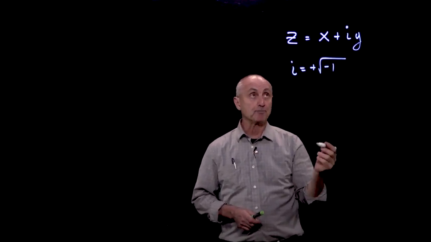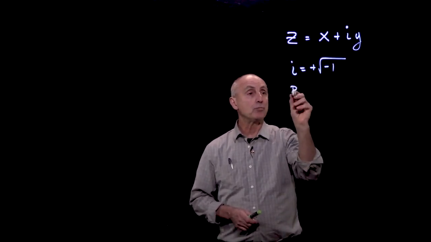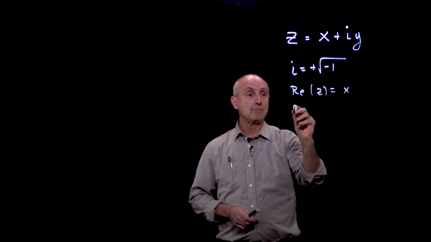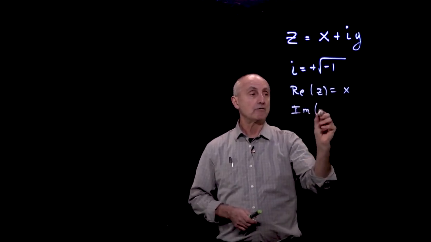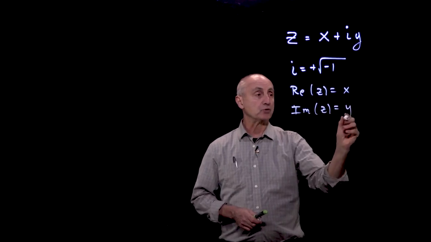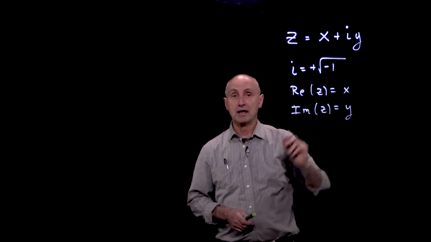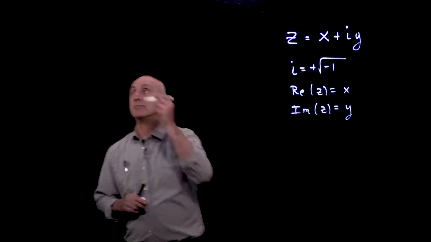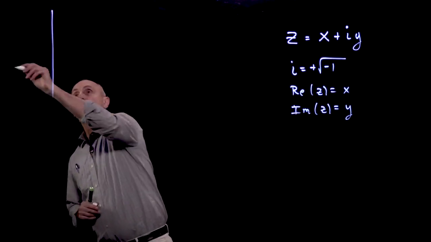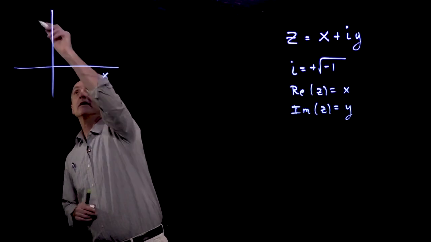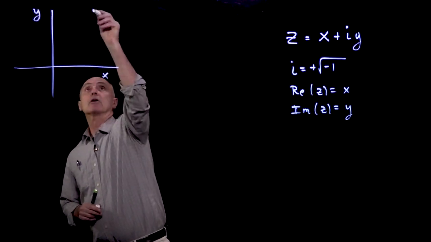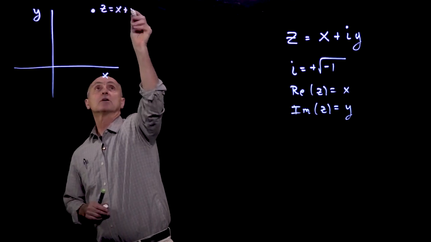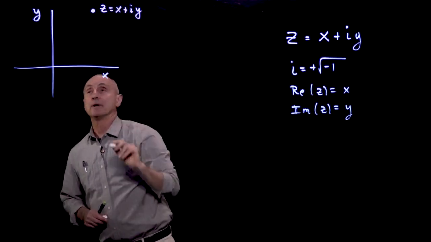Now, we call the real part of the complex number x, and the imaginary part of the complex number z, that's referred to as y. So we have the real part and the imaginary part. So we'd like to represent a complex number in the plane where we have x and y, and our complex number z is given as x plus iy.